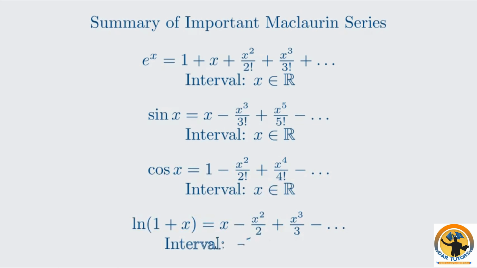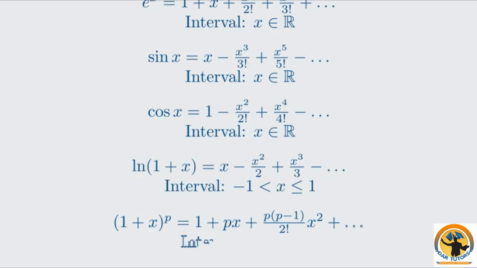For the natural logarithm of 1 plus x, the series is x minus x squared over 2 plus x cubed over 3, and so on. This series has a finite interval of convergence, -1 less than x less than or equal to 1. Finally, the binomial series for (1 plus x) to the power of p. The series involves binomial coefficients and converges for the open interval from -1 to 1.